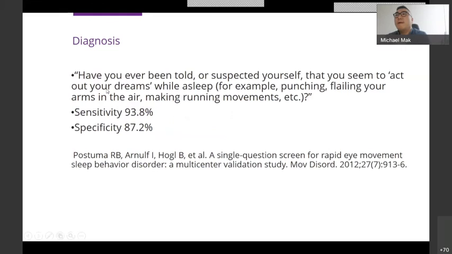So one question we can ask ourselves, or the people we know that might have this issue, is simply to ask: have you ever been told, or suspected yourself, that you seem to act out your dreams while asleep? For example, punching, flailing your arms in the air, or making running movements. That seems to be a pretty accurate and reliable way to find out if a person is acting out their dreams and having this REM sleep behavior disorder.